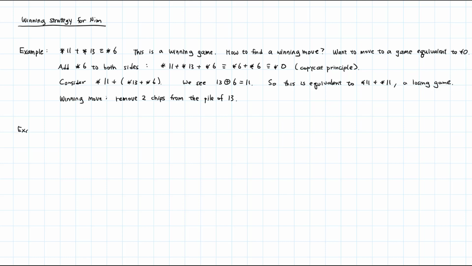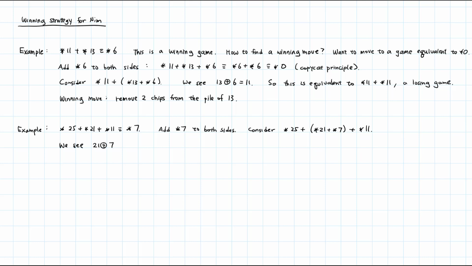Let's have a look at a second example. *25 + *21 + *11. And this game is equivalent to *7. So we will add *7 to both sides. This time, we will pair *7 with *21. And we see that 21 + 7 is equal to 18. So then, this is equivalent to *25 + *18 + *11. So the winning move here is removing three chips from the pile of 21 to make it a pile of 18.